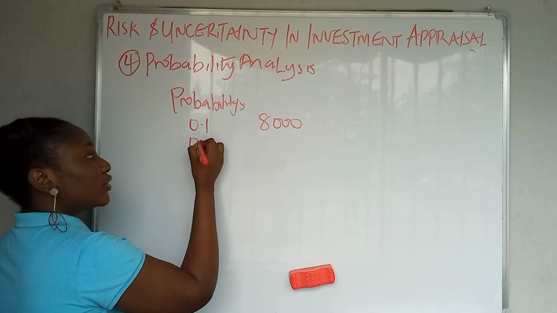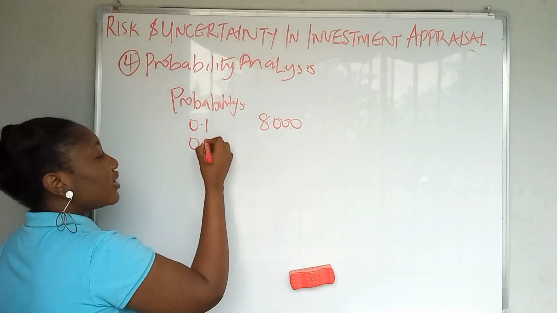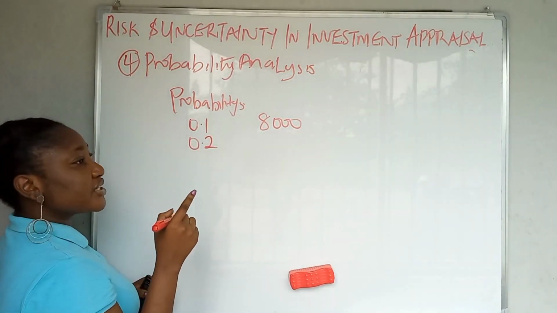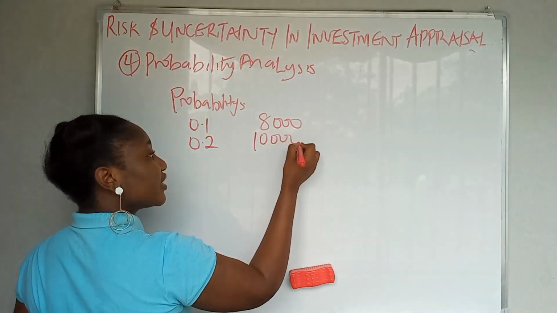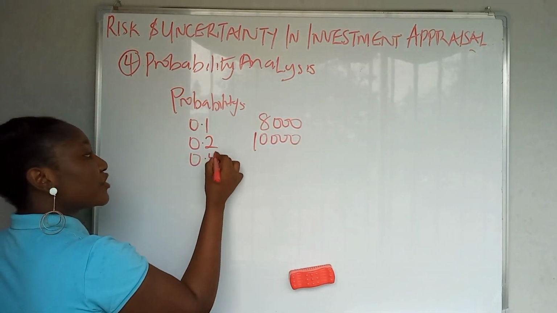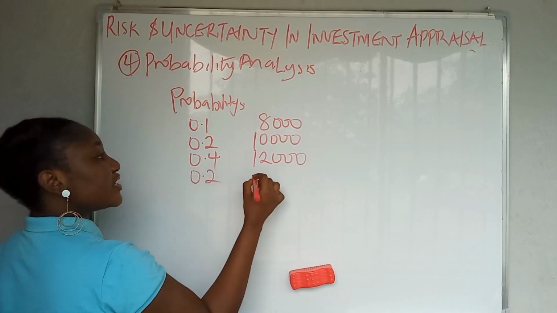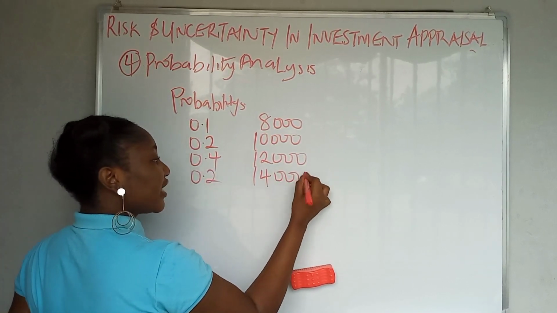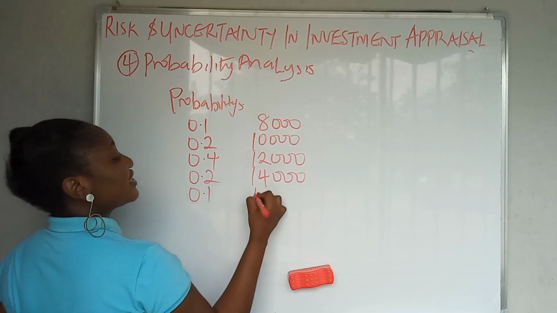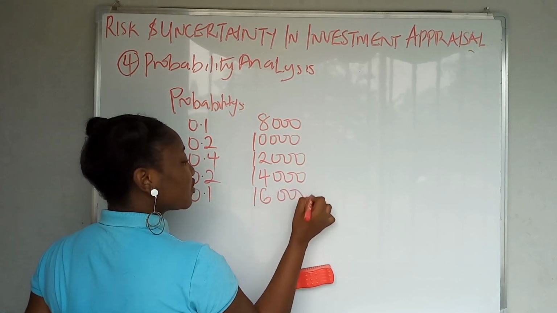In that same year one, there is also a 20% chance that we will make 10,000 naira. There's also a 40% chance that we will make 12,000 naira. There's also a 20% chance that we will make 14,000 naira. There's also a 10% chance that we will make 16,000 naira.